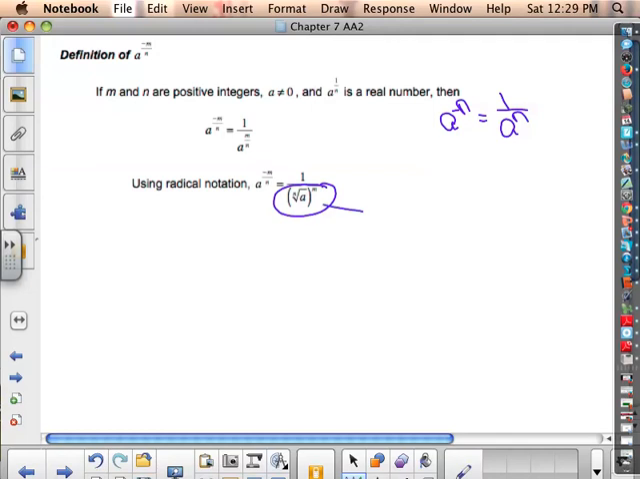And you can write this as the nth root of a to the m, or as the nth root of a, to the m. They are equivalent. So either one of those notations is correct.